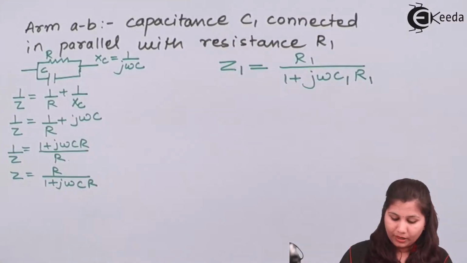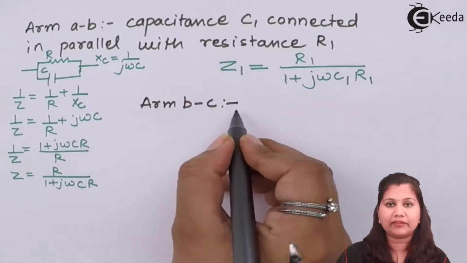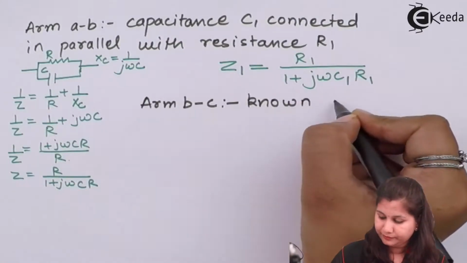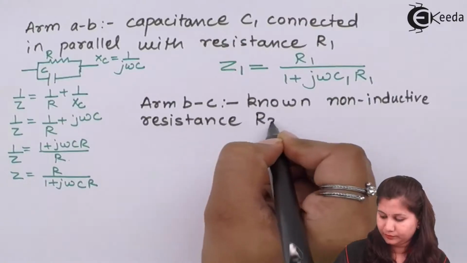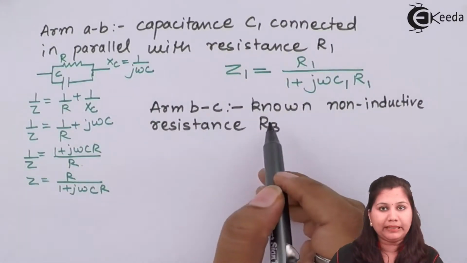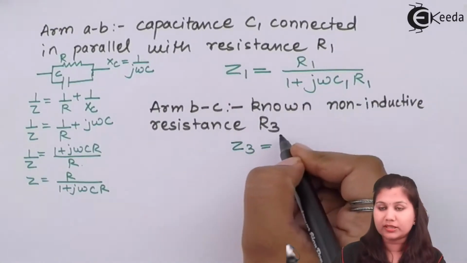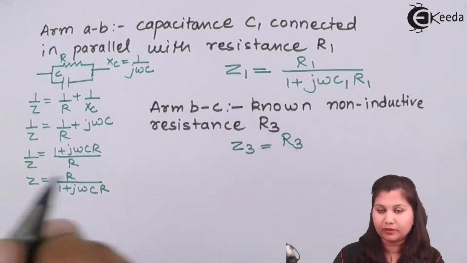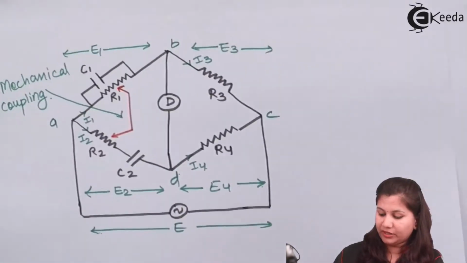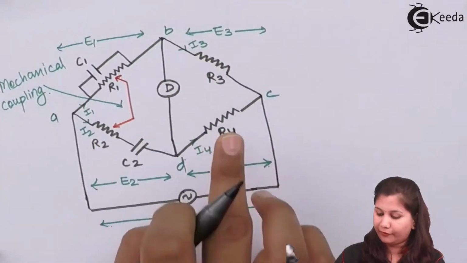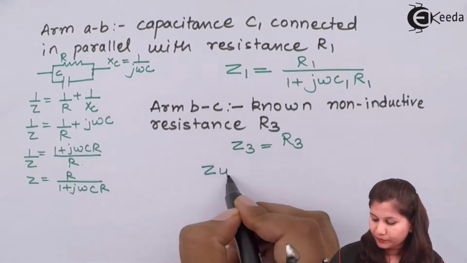Next we have the arm BC. So the impedance Z3 will be equal to the resistance R3 only. Next we have the arm CD. In the arm CD we have again the known non-inductive resistance R4. So Z4 will be equal to R4.